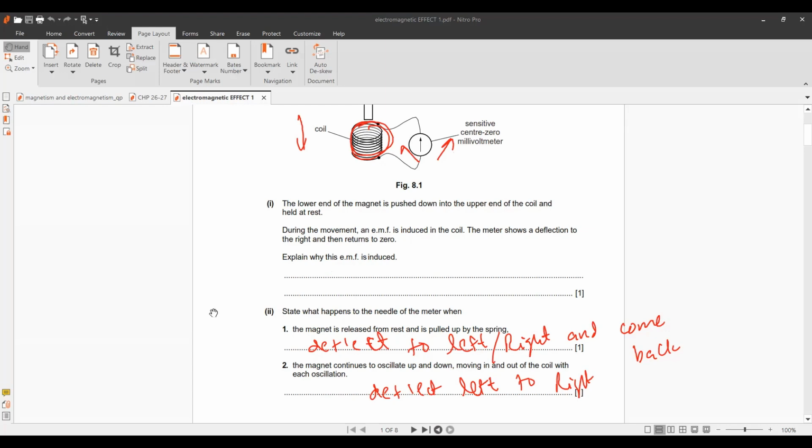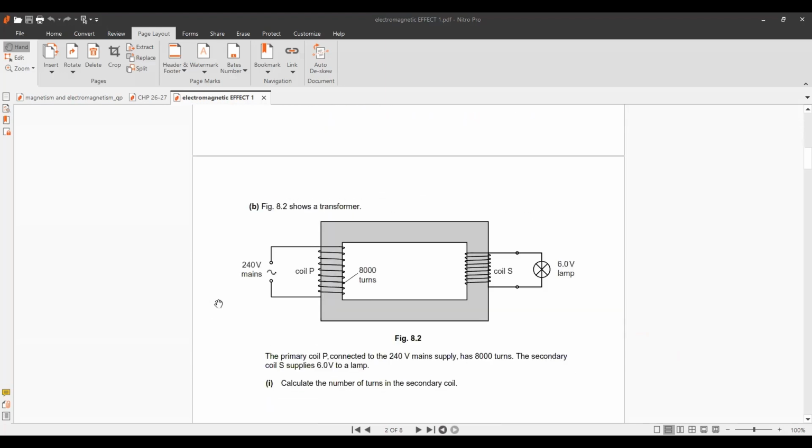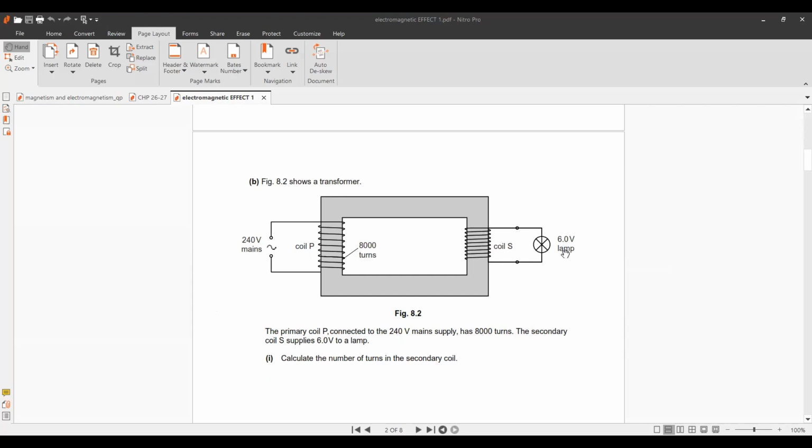Getting back to the next part, the transformer question. This is a primary coil and this is a secondary coil. How do we know that a particular coil is primary? Wherever the input is given, that is the primary coil, and from where we're getting the output, that is the secondary coil. So we are given input voltage, we are given the number of turns.